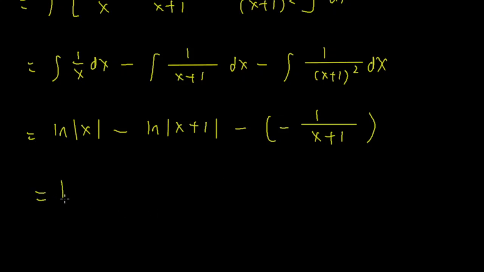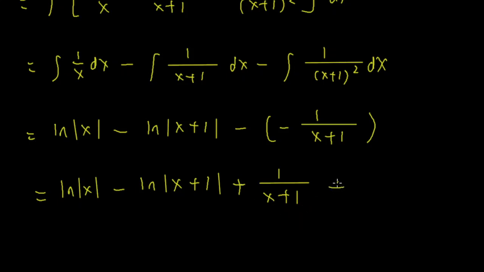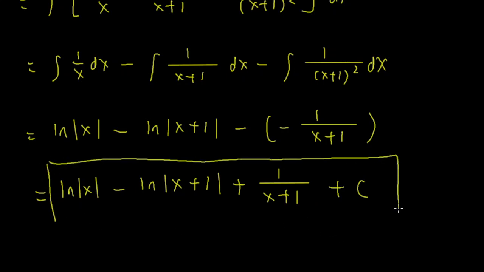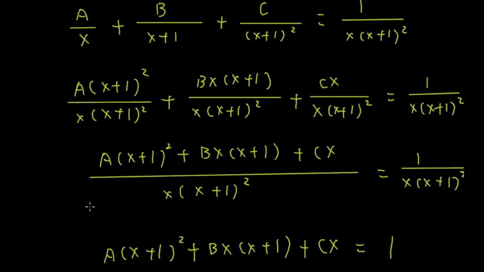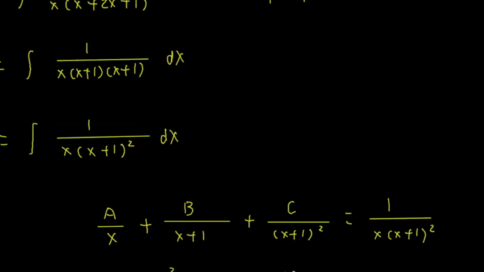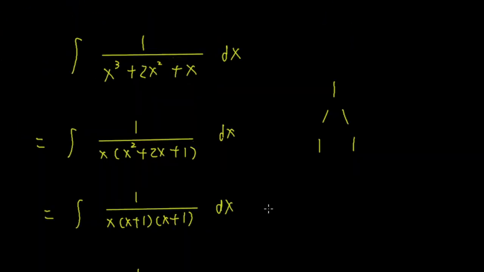So I can rewrite this as ln of x minus ln of x plus 1 plus 1 over x plus 1. Are we done? Yes, we're done. So we can add plus c now. Okay, so this is the integral of one over x cubed plus 2x squared plus x.